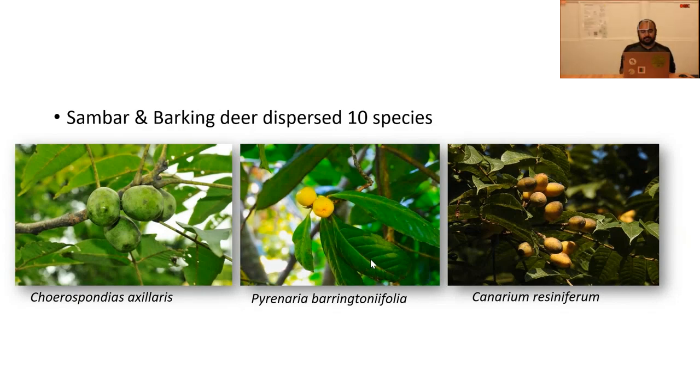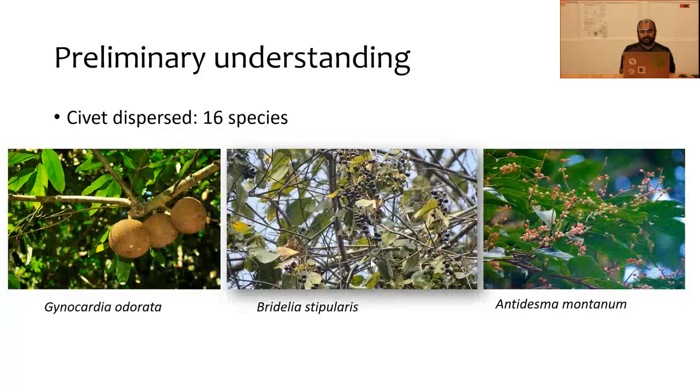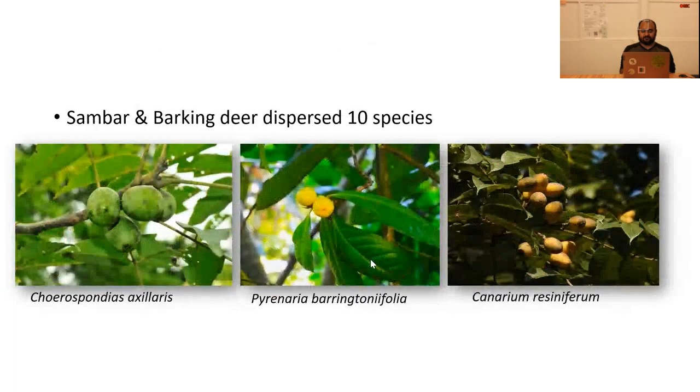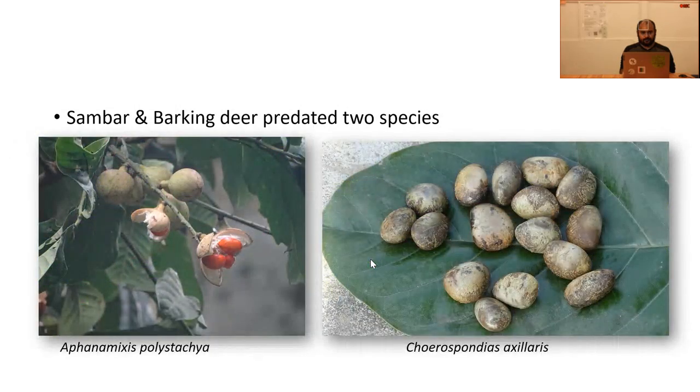And again, you see that here there is only one red color, which is the stage before ripe. When ripe, they are also colored, it's black here, the Antidesma. But all are dull colored, not very bright colored fruits. And I have found the sambar or barking deer also dispersed two of the species, these two.